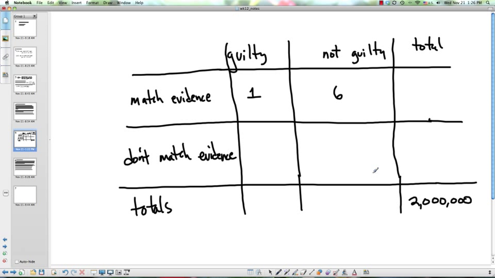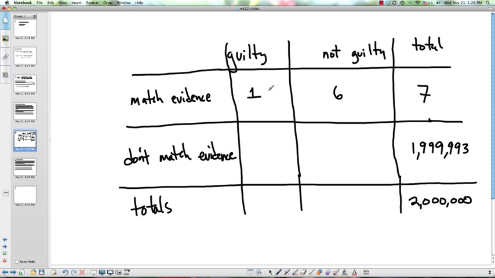So anyway, back to this example, we had 7 people that matched the evidence. Now, if you realize that there were 2 million people total, how many people don't match the evidence? There were 7 people that do match the evidence. The rest of the population doesn't match the evidence. So that's going to be 1,999,000. Let's see if I can do the subtraction here in my head. 993, right? If I add those together, 7 more people, and you've got 2 million total. Okay.